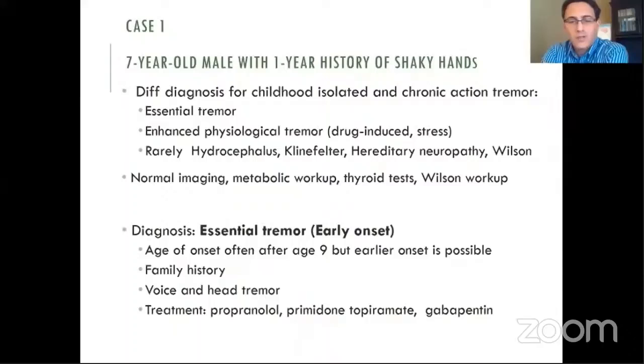Presence of a family history of voice and head tremor will increase the likelihood of the diagnosis, but it's not necessary. Treatment would include entities such as propranolol, primidone, topiramate, and gabapentin in older children, often. More of a use of wrist weight or weighted utensils in younger children can be considered.